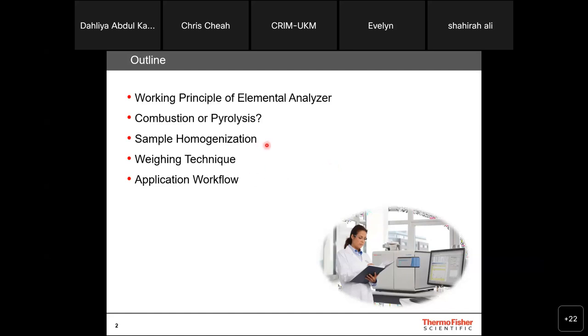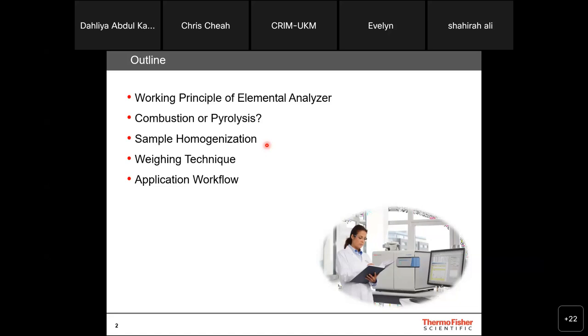Then I will briefly talk about how we prepare the sample, how we introduce it to the instrument, and the weighing technique, because we will deal with solid samples, liquid samples, and sometimes viscous samples, a mixture between solid and liquid. On the last part, we will look into some of the key applications that can be done on the elemental analyzer, including industrial ones. Maybe after you graduate with your bachelor degree and go into a field, be it petrochemical or food and beverages, this instrument will be part of the analytical QC and QA laboratory.